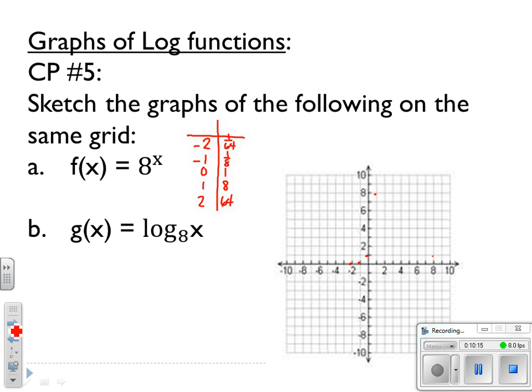Oops, 1, 8. I almost did that backwards. So you can see that we've got an asymptote here that we're going to hug. And then it's going to take off very rapidly as our x values increase.